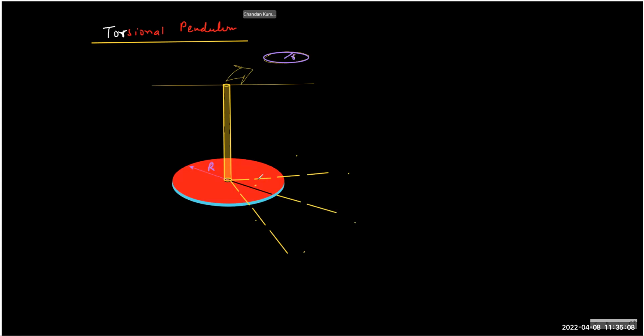So it will oscillate between this. If I tilt or twist by theta, it will just vibrate like this. It will perform the angular acceleration. Okay.